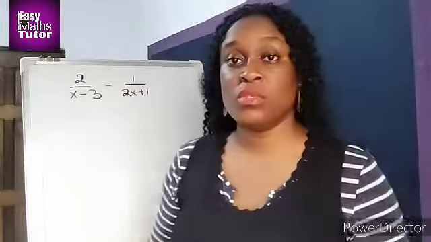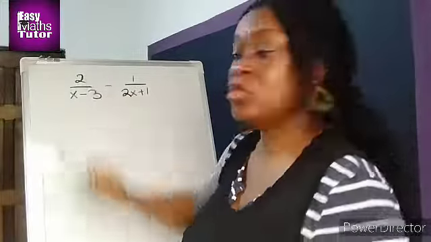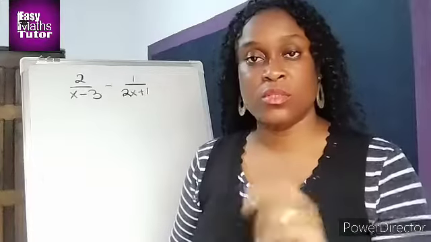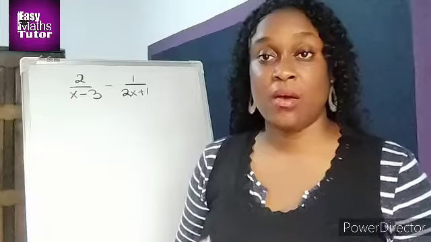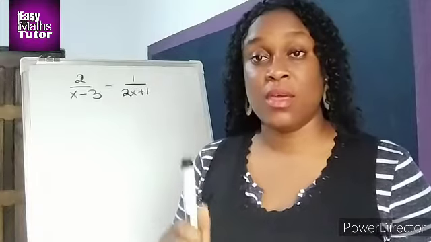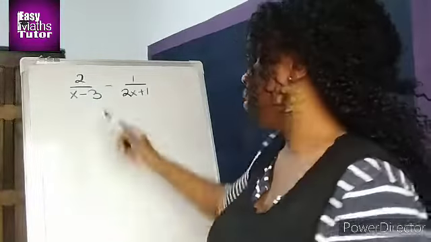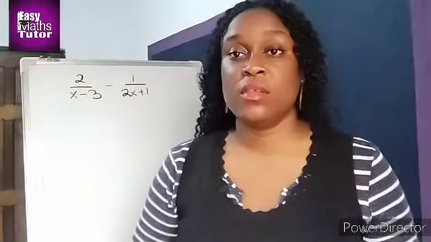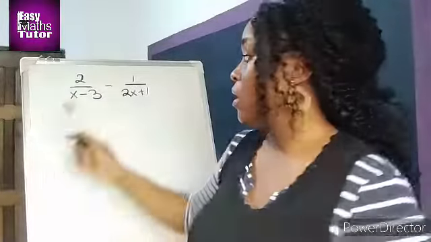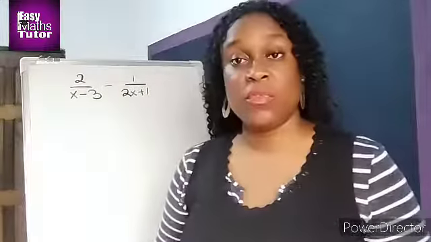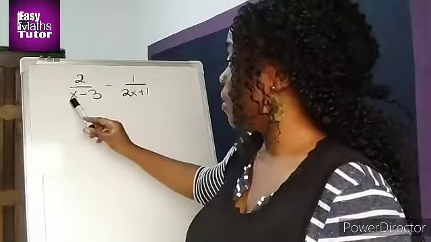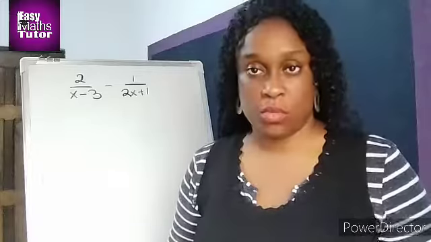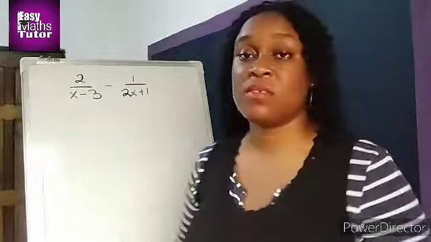Now the numerator has a 0-degree polynomial. 0-degree polynomial means the power of x of that expression is 0. Now the denominator of this partial fraction, the degree of the polynomial is 1. That means the highest power of x is 1.